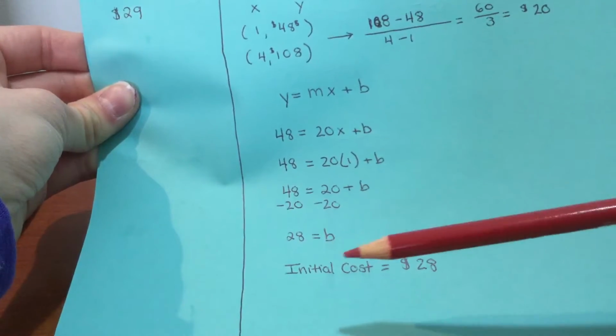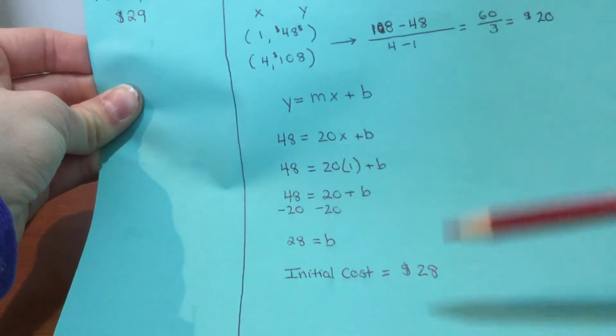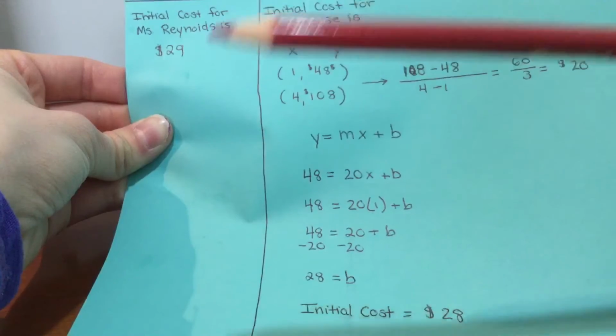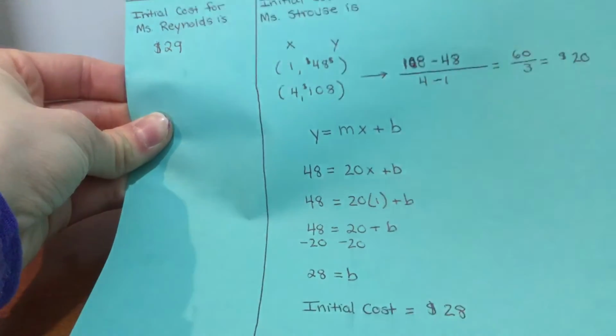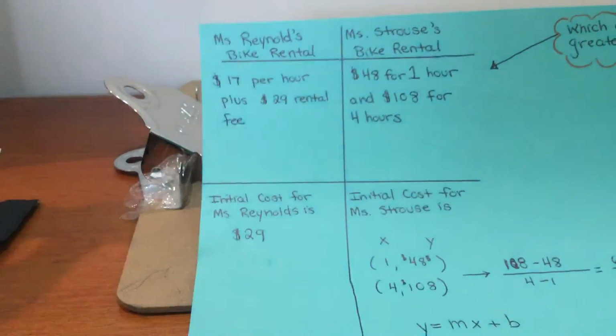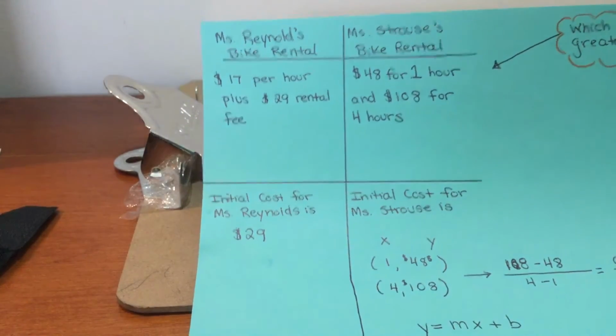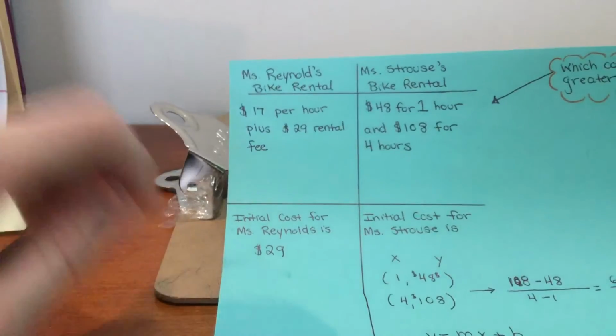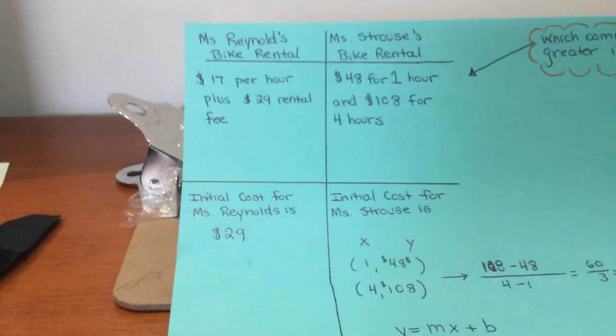So the initial cost for Ms. Strauss is $28. Remember, Ms. Reynolds was $29. So once again, we can't decide whose bike rental is cheaper, but we can compare them by looking at the initial cost.